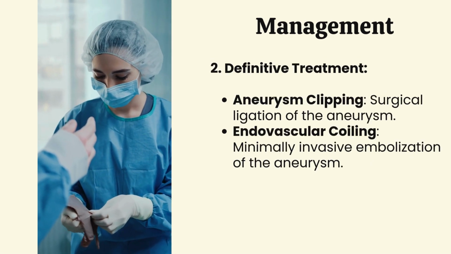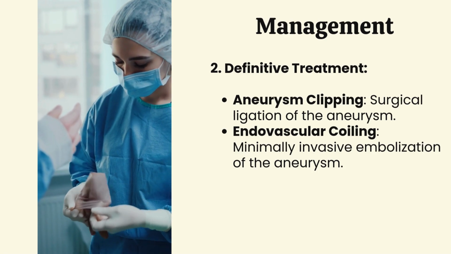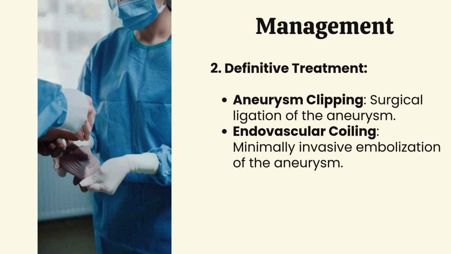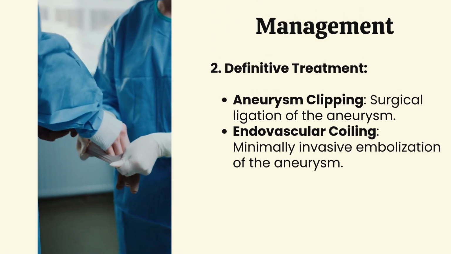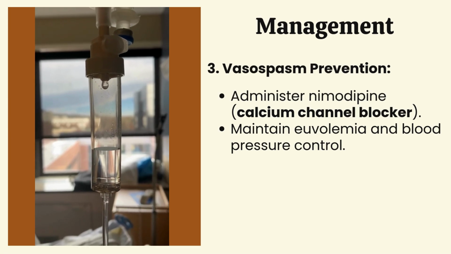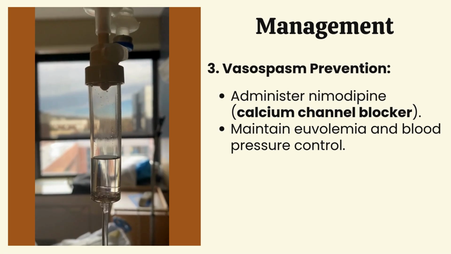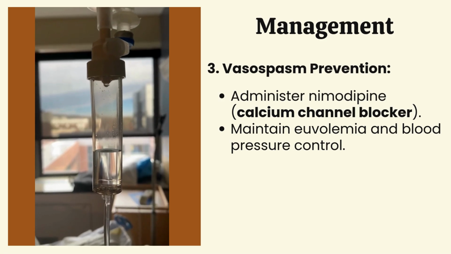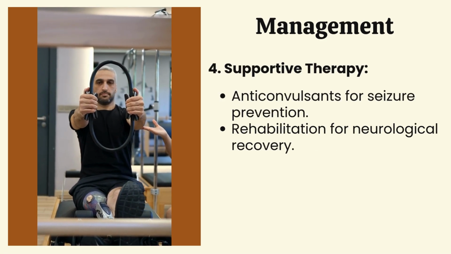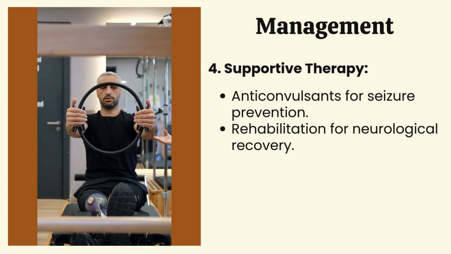Definitive treatment of subarachnoid hemorrhage. Aneurysm clipping involves surgical ligation of the aneurysm. Endovascular coiling involves minimally invasive embolization of the aneurysm. Vasospasm prevention. It involves administering nimodipine, a calcium channel blocker, maintaining volemia and blood pressure control. Supportive therapy. It involves anticonvulsants for seizure prevention, rehabilitation for neurological recovery.